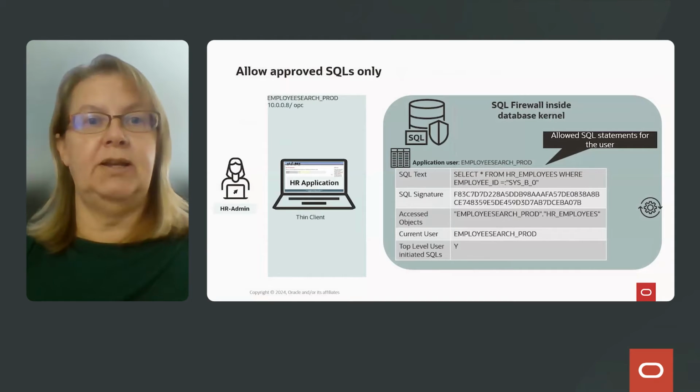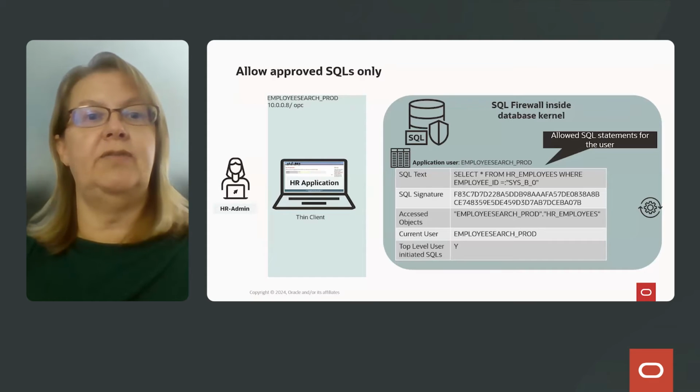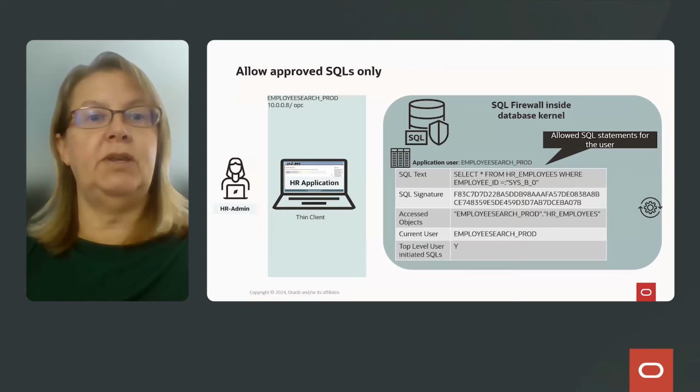So how does it look? On the right-hand side, we have our SQL Firewall. We already have the SQL statements that are allowed for this user. My user that is actually connecting through the application is the employee search prod. And then on the left side, you see we have our HR admin. He's using the HR application.